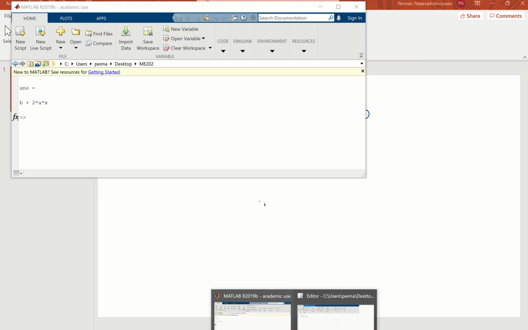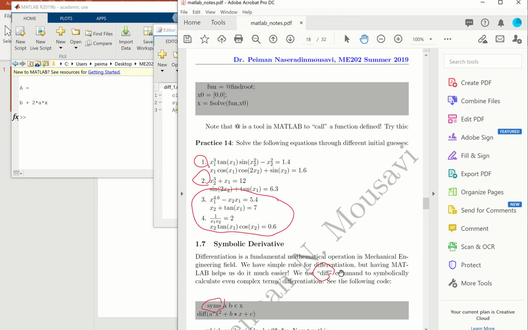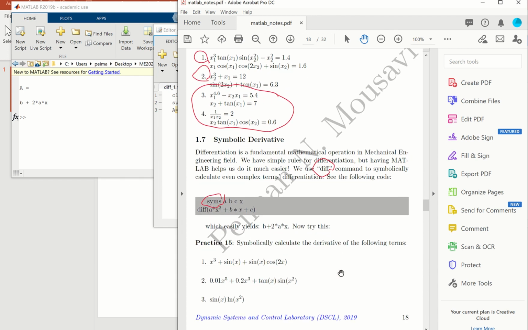2ax plus b. Now you can assign this to a parameter. Say, do this for me. So it's gonna give you your parameter, which is going to be the differentiation of this term. Understand? So this is a very powerful tool in MATLAB. Now let us symbolically calculate the derivative of the following terms. Okay, let's do that together.